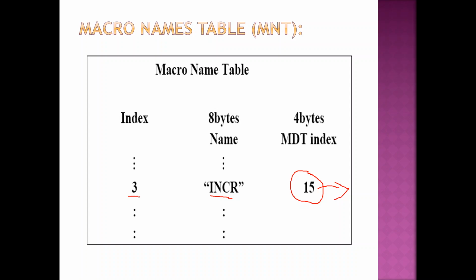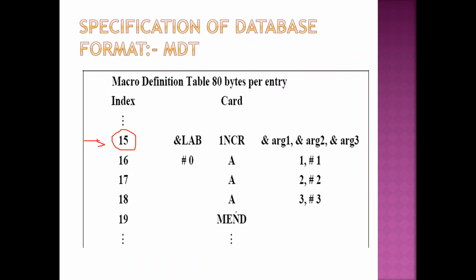So what happens now? The macro name table counter will be 3. Next time, if it encounters another keyword macro, it will start writing that macro name where the index is 4. So it will increment the macro name table counter, which is MNTC, and there it is going to fill in the macro name. And the respective macro definition will go into the macro definition table. Hope you understand. So these are the two things which happen.